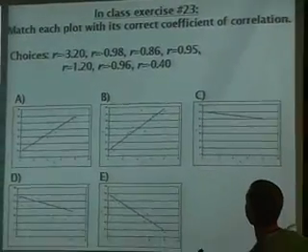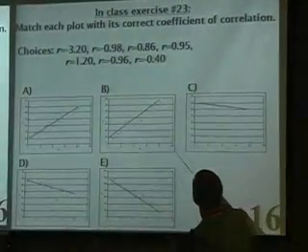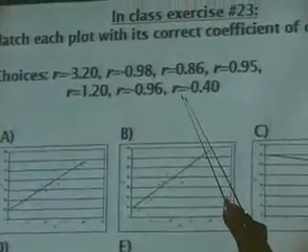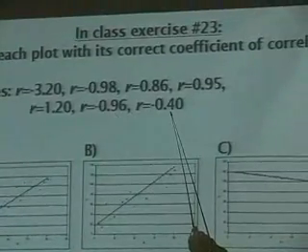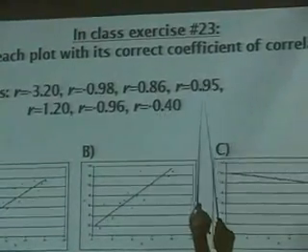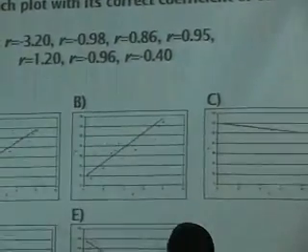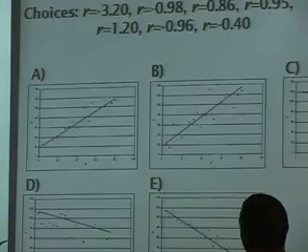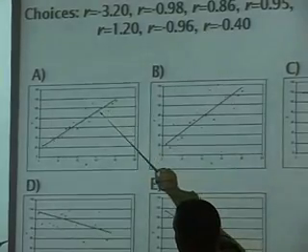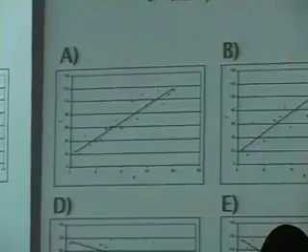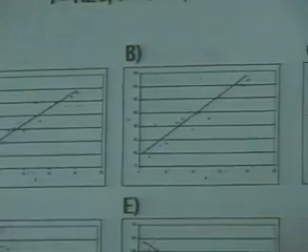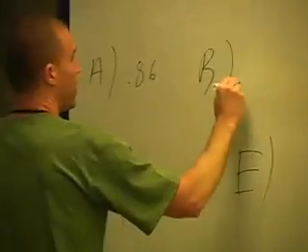Then I have 3 negative values and 2 positive values. We can do the 2 positive ones first. Those must be A and B. If you compare A and B, arguably in A the points are closer to the least squares regression line than they are in B. So A must be a picture of 0.95, and B must be a picture of 0.86. So if you want to know what a 0.86 correlation looks like.